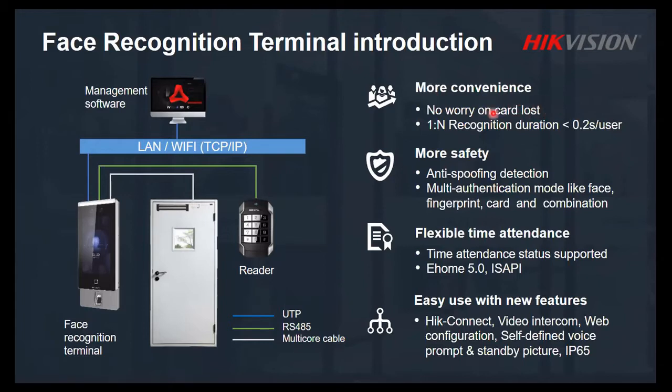All right, so no more worries about cards getting lost. The recognition rate for facial recognition is less than 0.2 seconds per user, so it's quite quick and won't cause any bottlenecking. We have anti-spoofing detection built in, and we're going to talk a little more about the safety aspect of it. There's also multi-authentication mode, like face, fingerprint, and card. So once COVID is done and out of our hair, we can go back to a higher security level where we can compare faces, fingerprints, and cards, or a combination thereof, for access control.